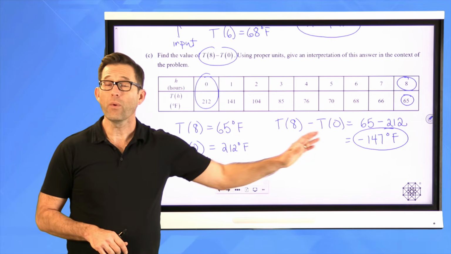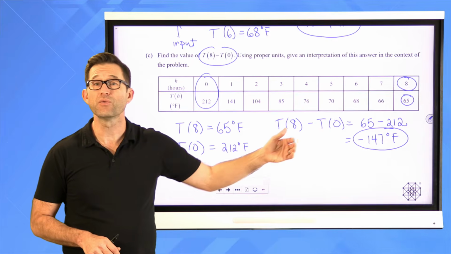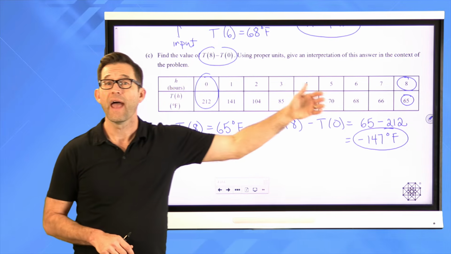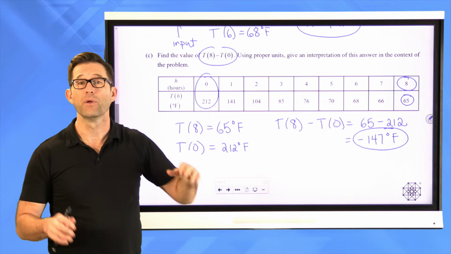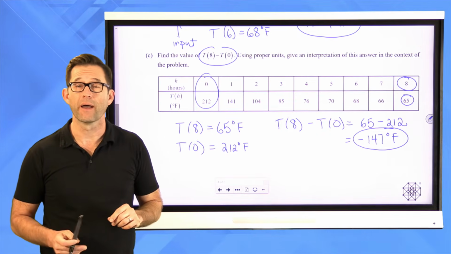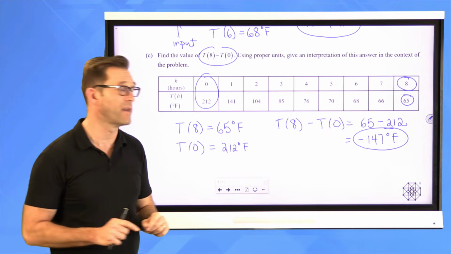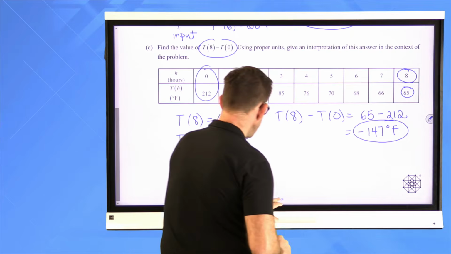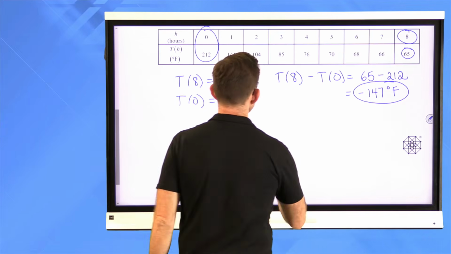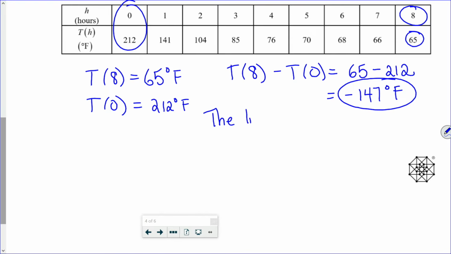Well, what we're really doing here, right, is we're finding the difference between the temperature after 8 hours and the temperature right when the liquid was at boiling at 212 degrees Fahrenheit. And because it's negative, what we know is that the temperature decreased or went down. Specifically, we can interpret this as the liquid's temperature decreased. It's very important: decreased or went down or got cooler.